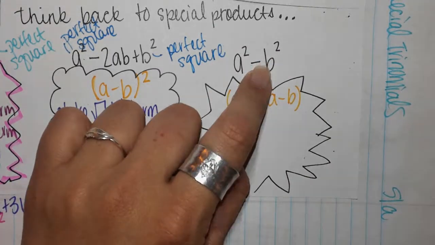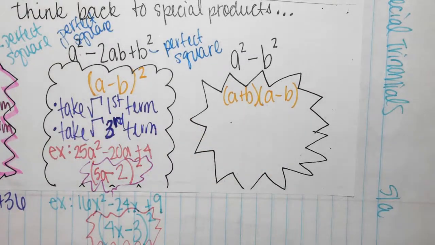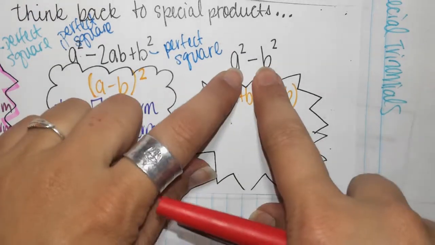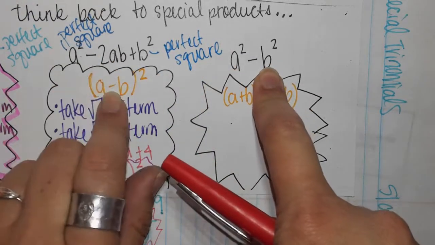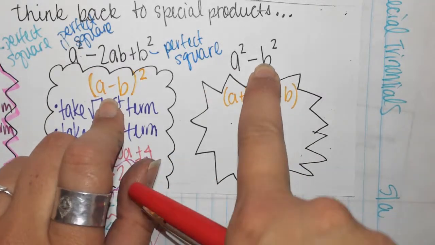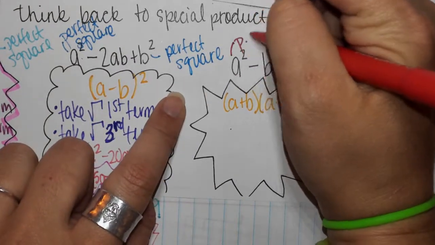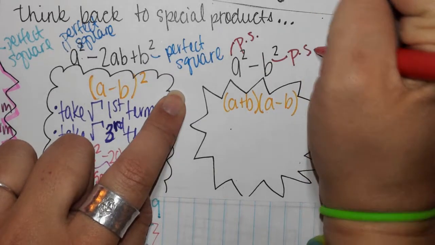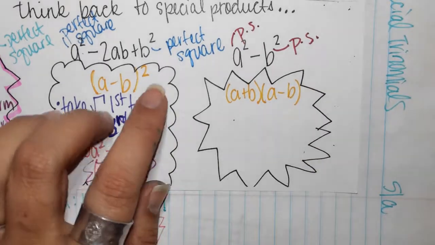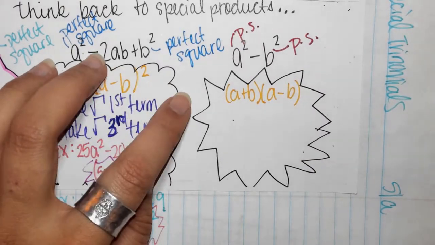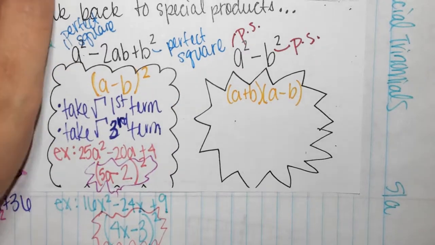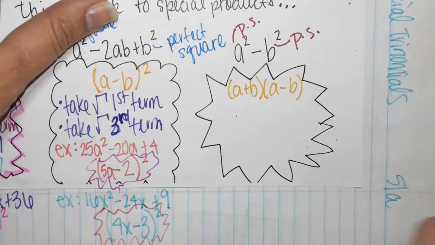Alright, so how many terms do we have here? 2. So we have 2 terms, 2 sets of parentheses. You need to put 2 sets of parentheses when you have 2 terms. When you have 3, it's 1. Does everybody understand? You only use this when these are perfect squares. That is the only time you use this. If it's not a perfect square, you have to find a different way to factor, but you only use this if it's perfect squares.